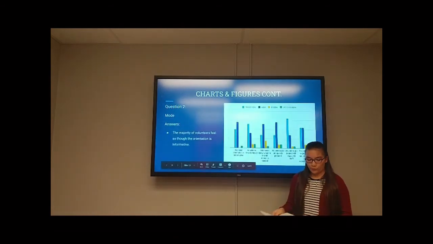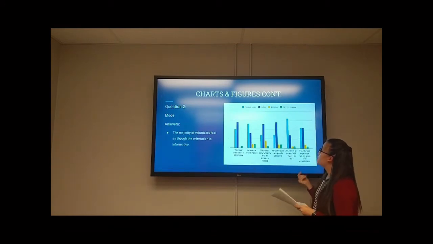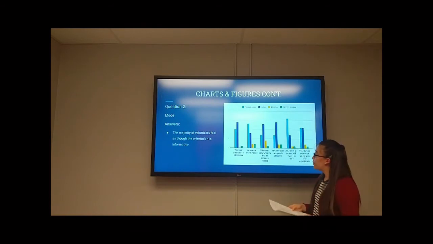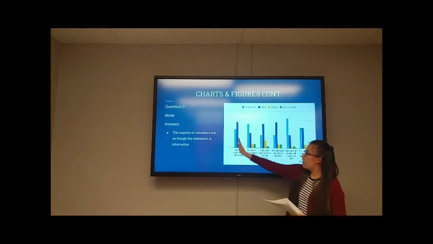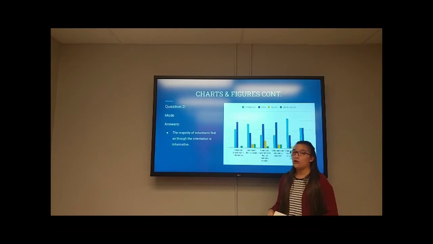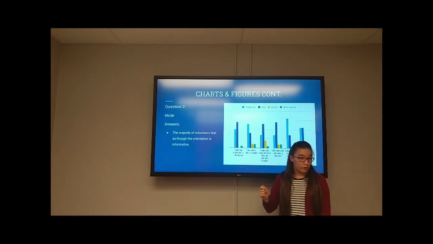So for question two, we asked, was the volunteer orientation informative? For this question, we had in this column that 14 of the volunteers actually agreed that the orientation was informative, along with 10 individuals saying that they strongly agreed that it was very informative. We only had one person say that it was not informative.